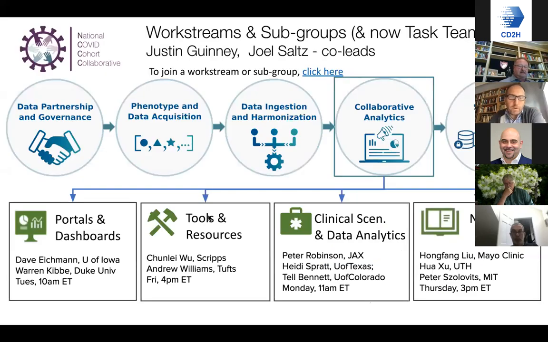So hopefully this is a now familiar depiction of the architecture of the N3C, comprised of 5 work streams. Today, of course, is the collaborative analytics call, which has 4 subgroups. I just want to point out the URL here, and Usman, if you can please put the link to this presentation so that everyone has access to it.